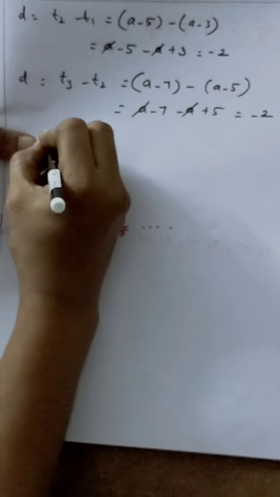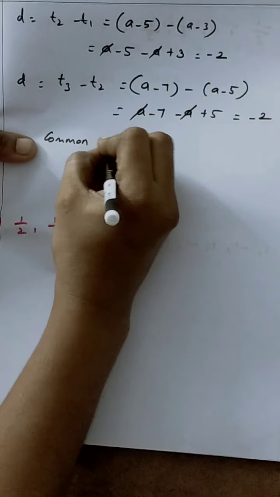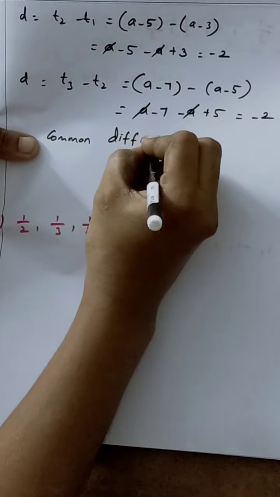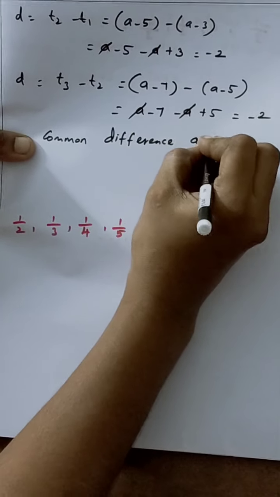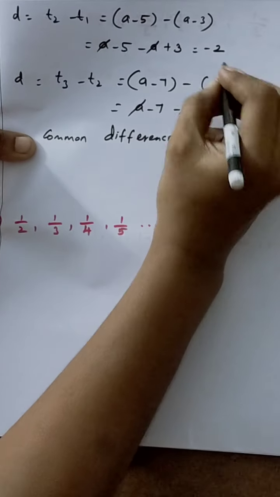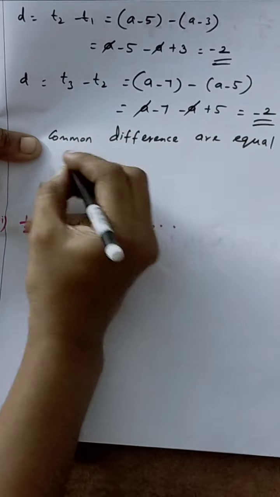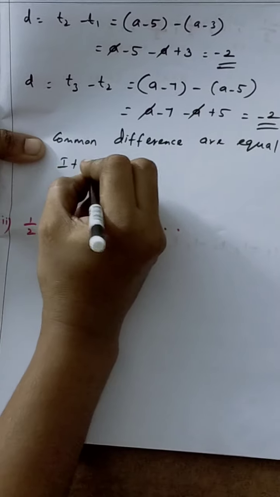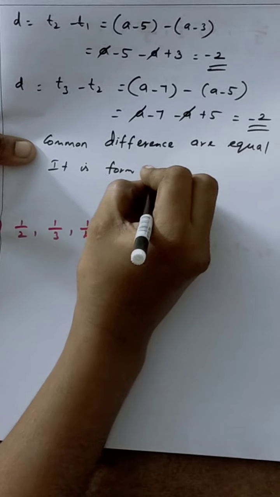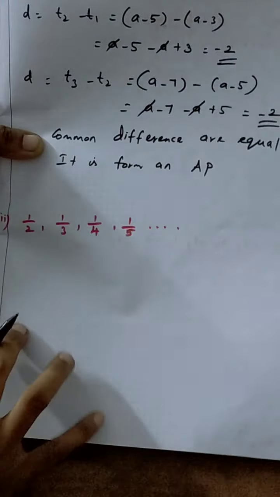So the common differences are equal. Both common differences are equal. So the given sequence forms an AP. That is the answer.